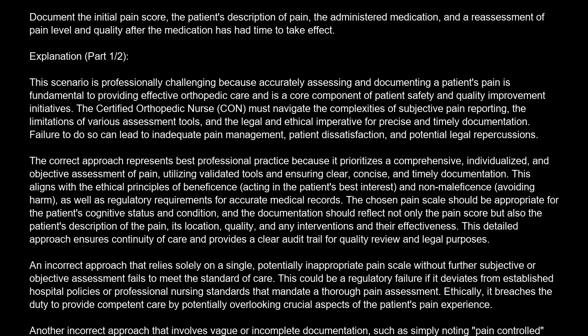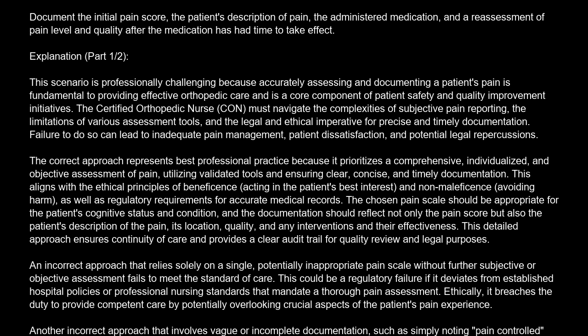Explanation. This scenario is professionally challenging because accurately assessing and documenting a patient's pain is fundamental to providing effective orthopedic care and is a core component of patient safety and quality improvement initiatives. The certified orthopedic nurse must navigate the complexities of subjective pain reporting, the limitations of various assessment tools, and the legal and ethical imperative for precise and timely documentation. Failure to do so can lead to inadequate pain management, patient dissatisfaction, and potential legal repercussions.